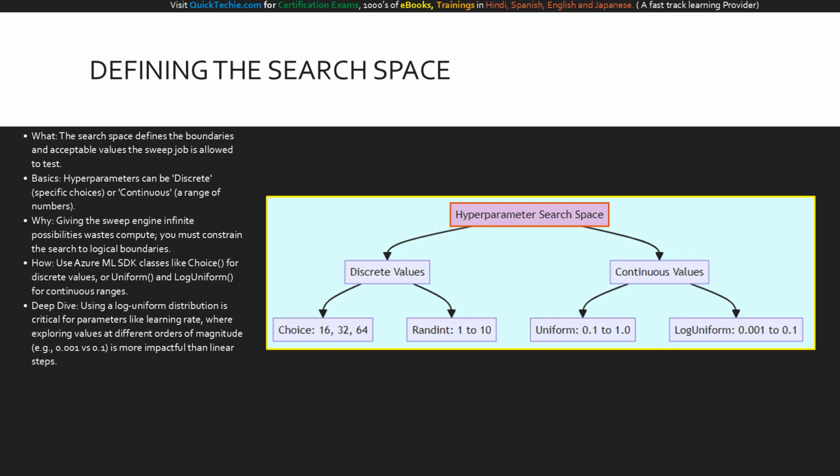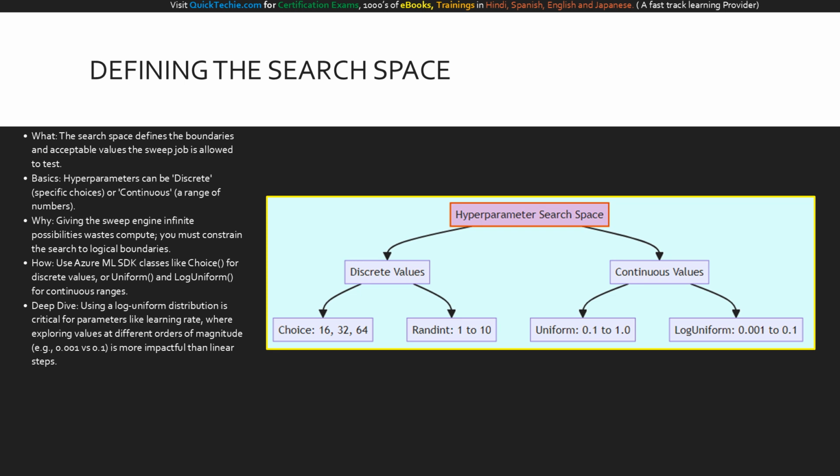Before you can run a sweep job, you must tell it where to look. This is called defining the search space. What is a search space? It is the strict boundary of acceptable values you want the engine to test. The basics involve classifying your hyperparameters into two types, discrete and continuous. Discrete parameters have specific, hard choices, like a batch size of 16, 32, or 64. Continuous parameters can be any number within a range, like a regularization rate between 0.1 and 0.9.